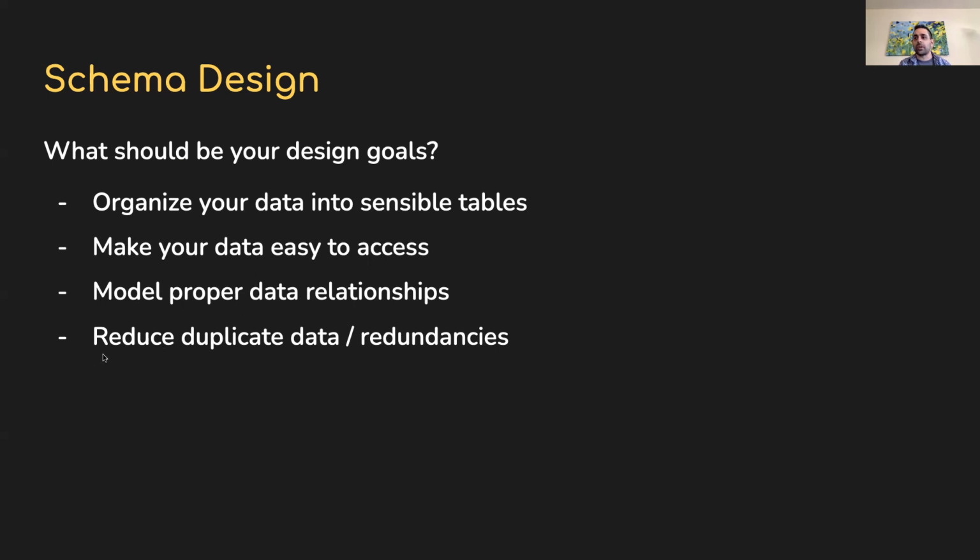Again, we also want to be mindful of reducing duplicate data. So again, our code should be DRY, our database structure should be DRY also. So we should not be repeating information between records. And that's something important for proper database design.